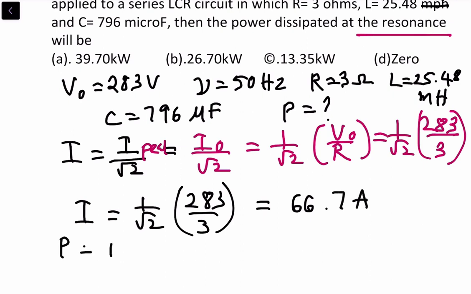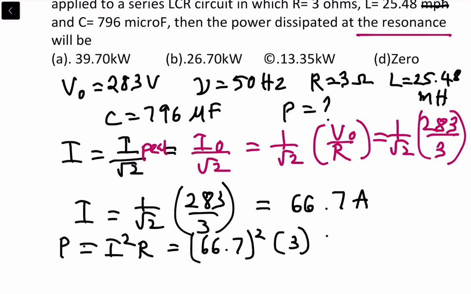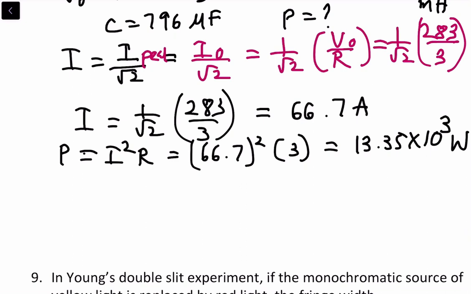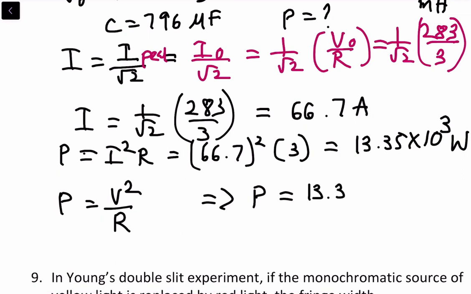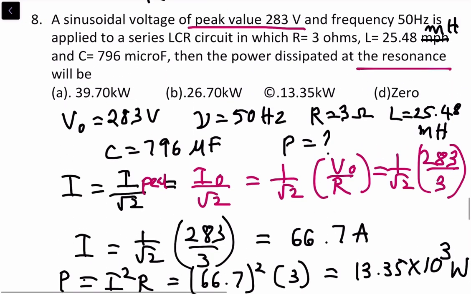Then power is equal to I square R, this is equal to 66.7 whole square into R, that is 3. Then once you simplify, you will get 13.35 into 10 to the power of 3 watts. You can also do it in some other way. You can also use different formulas we have. P is equal to V square by R also you can use. So whatever you do, you will get the P value as 13.35 into 10 to the power of 3, that means kilowatts.